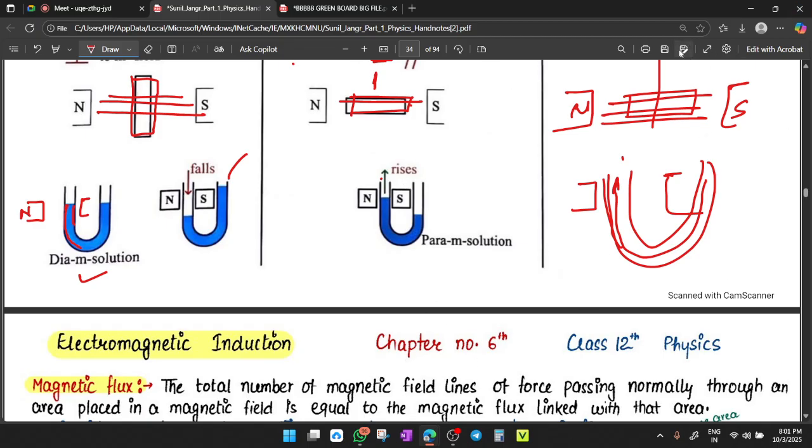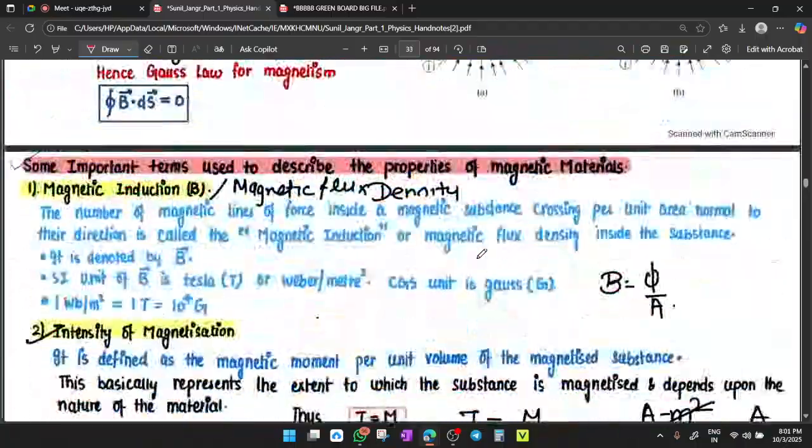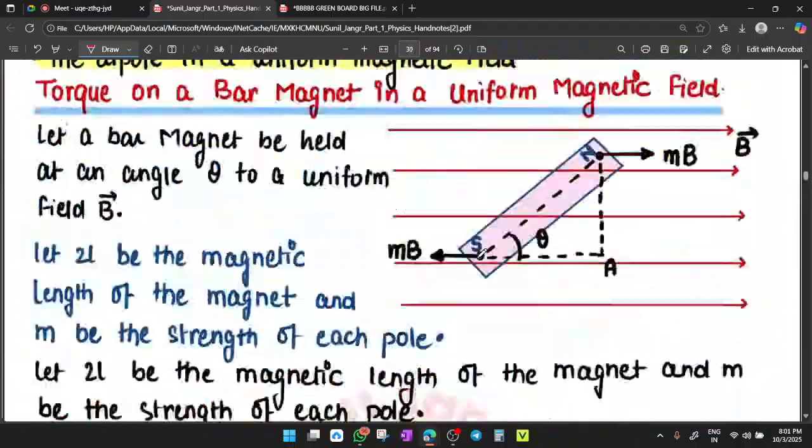So this completes our chapter. The theoretical part of the properties of magnetism is completed. We have completed each and every point of this chapter. Done.